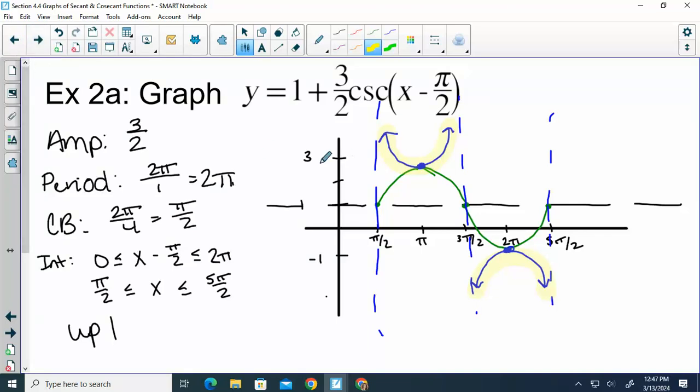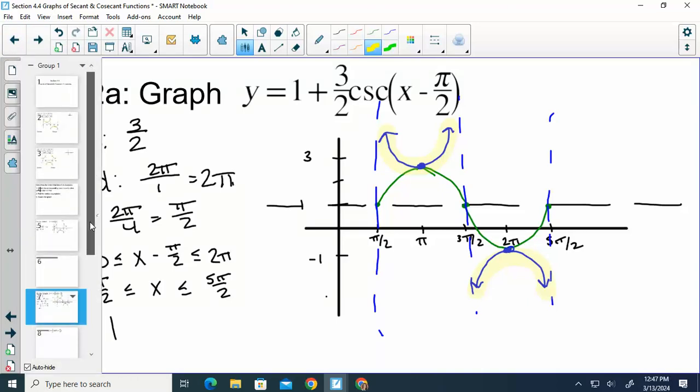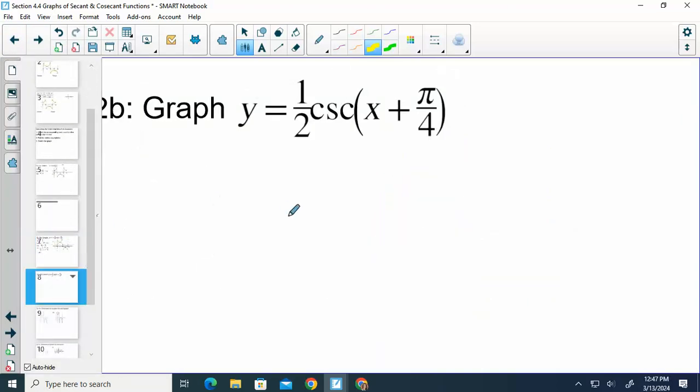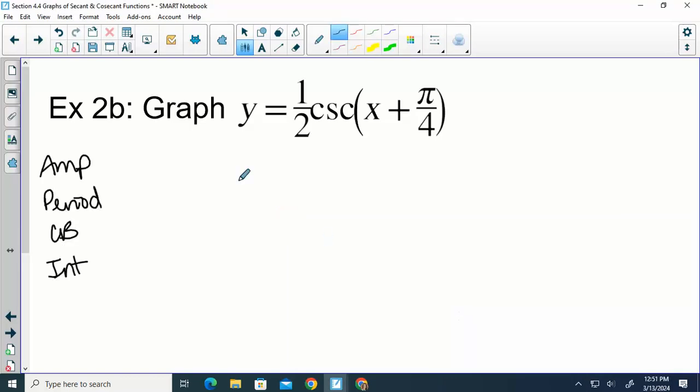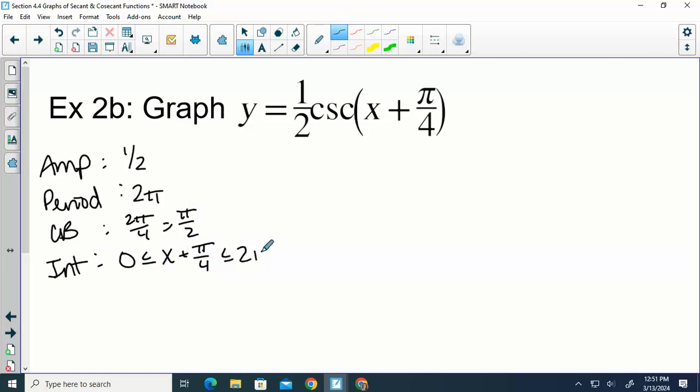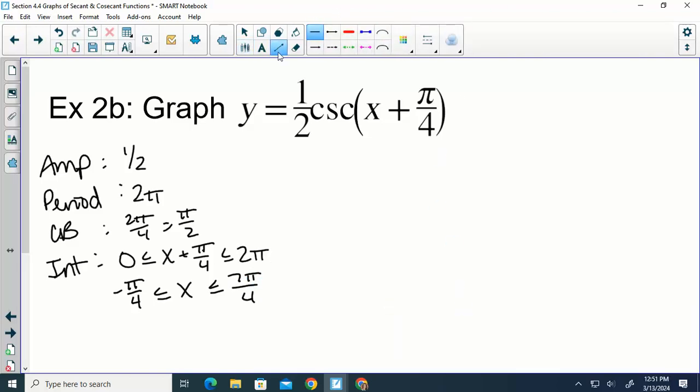All right, how are we doing with this? So it's just like graphing sine or cosine, and then we finish it. So why don't you guys try this one? All right, amplitude, period, count by. Interval, we say 0 less than or equal to x plus pi over 4, less than or equal to 2 pi. So if we subtract the pi over 4, negative pi over 4, less than or equal to x, less than or equal to 7 pi over 4. So far, so good? Do we have to move up or down or flip or anything?